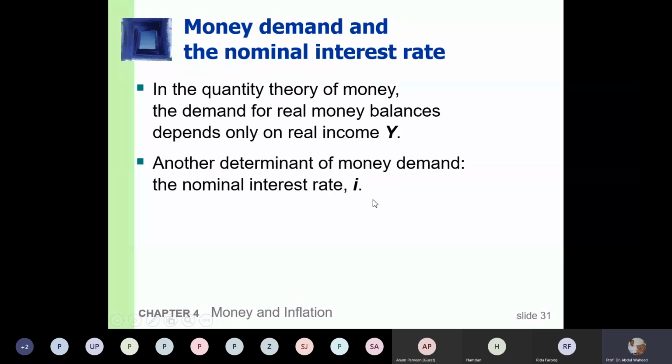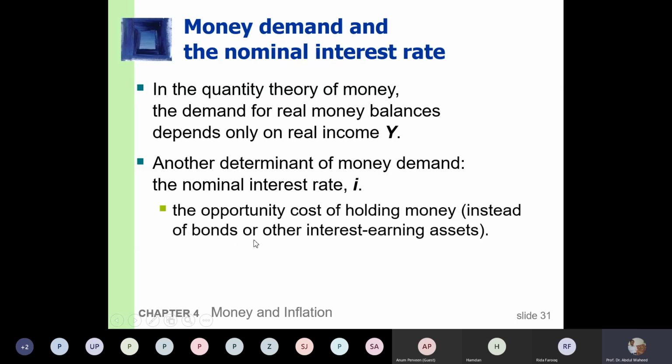Another determinant of money demand is the nominal interest rate. Why is this a determinant of money demand? Because it is the opportunity cost of holding money. Basically, the interest rate is the opportunity cost of holding money.